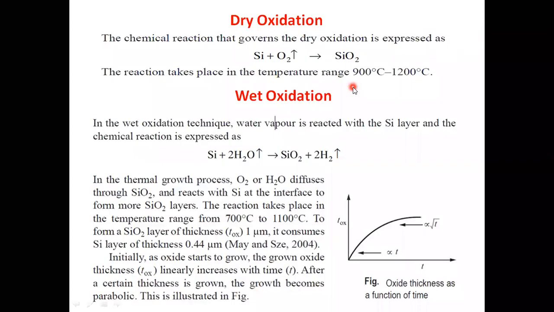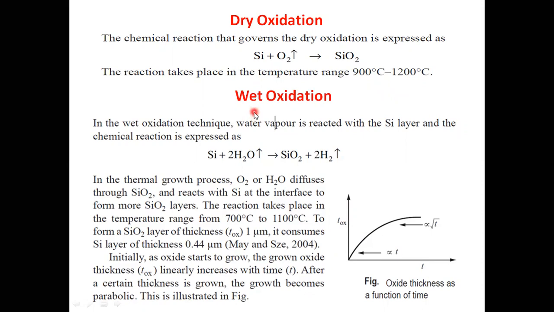Here are dry oxidation and wet oxidation. Let us see what dry oxidation is. The chemical reaction that governs dry oxidation is expressed as silicon plus oxygen, that is Si + O2, which gives us SiO2. The reaction takes place in the temperature range of 900 degrees centigrade to 1200 degrees centigrade. So you can see the temperature range is very high.